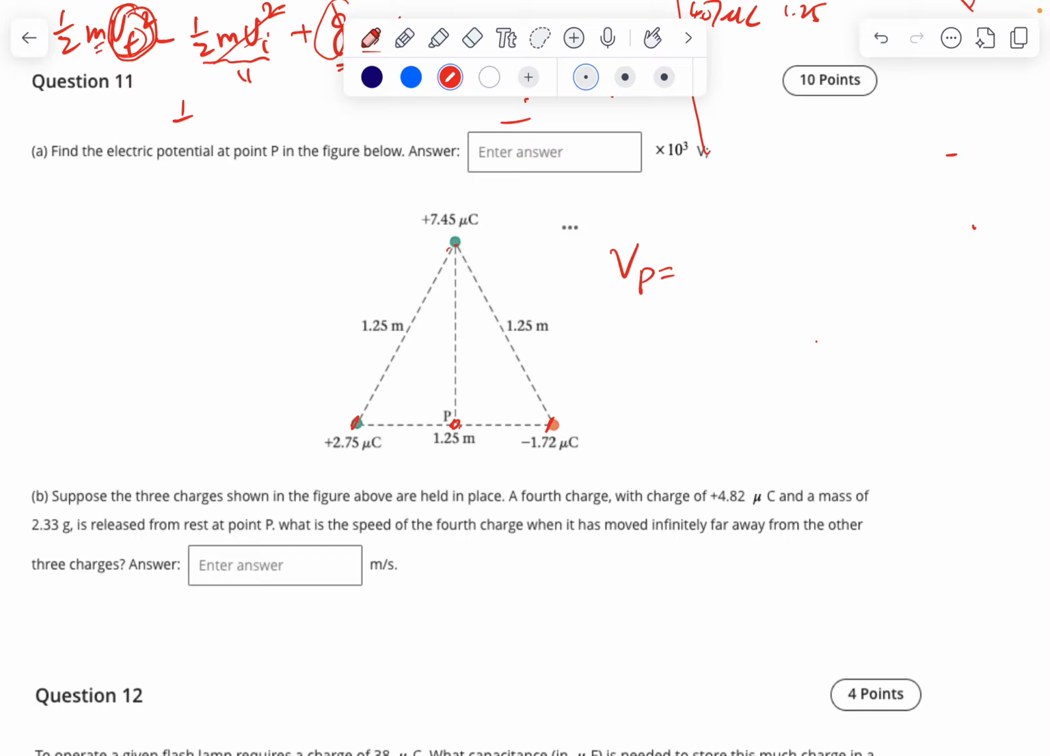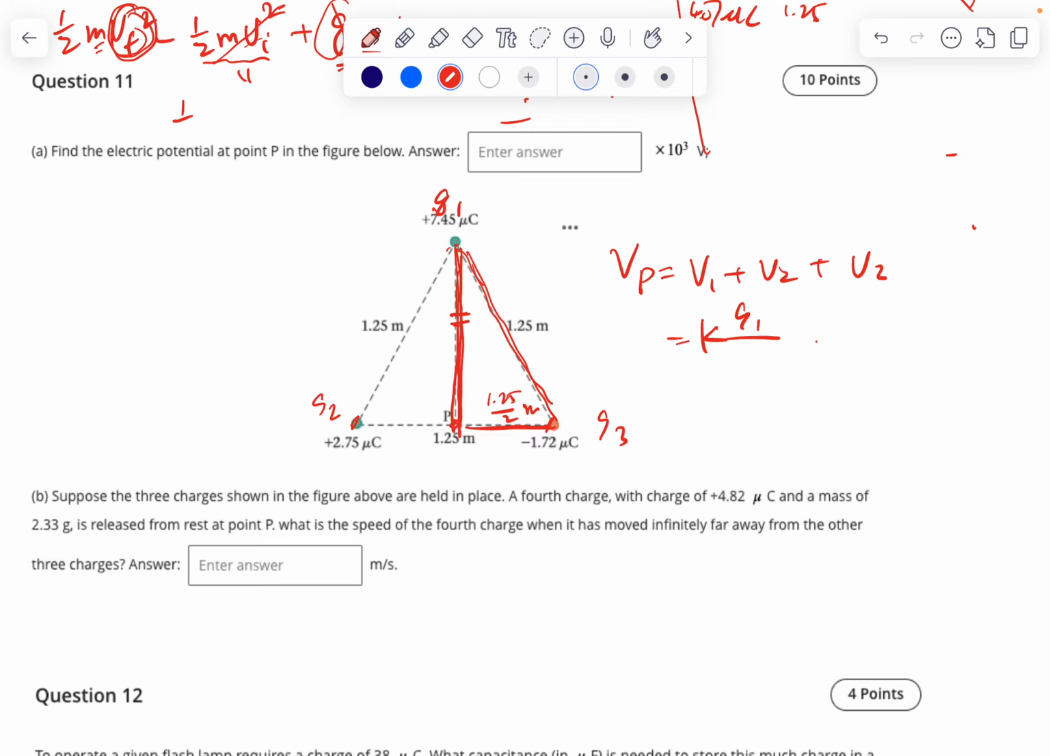Potential at P equals V1 plus V2 plus V3. Assume these are Q1, Q2, Q3. Then you just look at the distance. So K Q1 over the distance from P to this charge. What's this distance? You have an equilateral triangle, so if you look at this triangle, this side is 1.25, half of that, 1.25 divided by 2 meters.